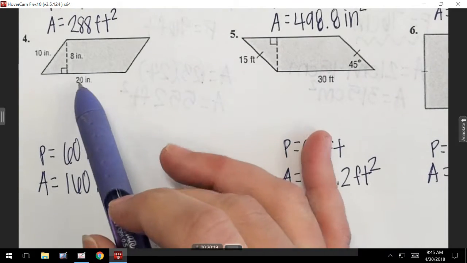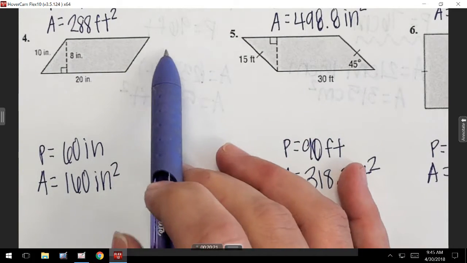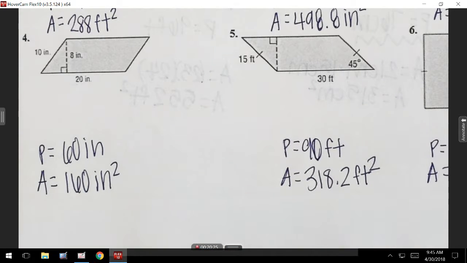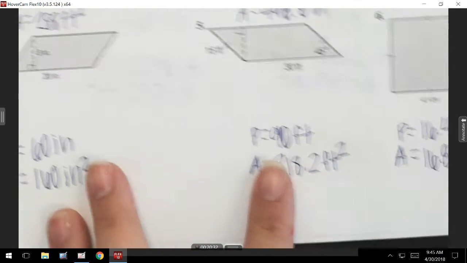Number 4, you had everything you needed. To find the perimeter, 20, 20, 10, and 10. To find the area, base times height, 20 times 8. So why was that one of the hard ones? Oh, I meant 5. Sorry, 2 and 5.